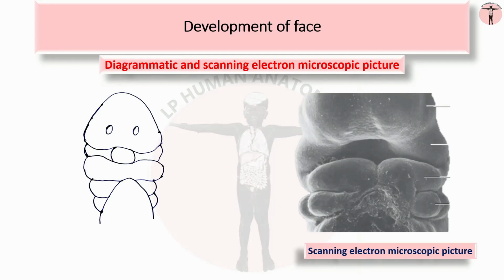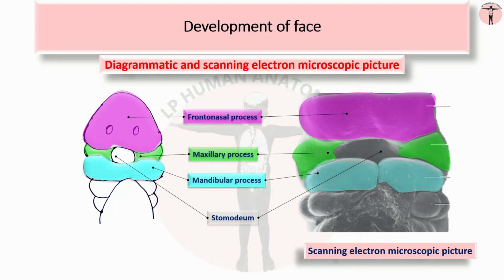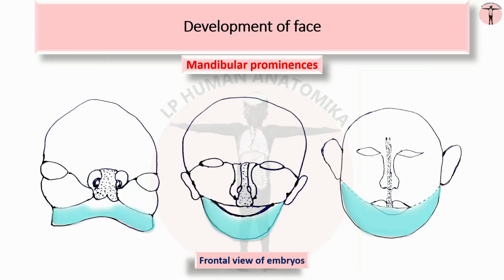In this slide, you can observe the scanning electron microscopic picture showing the stomodium developing into the oral cavity and its surrounding structures, frontonasal process cranially, maxillary processes laterally, and mandibular processes caudally. The medial ends of the mandibular prominences grow and merge. Here you can observe in the diagrams how the mandibular processes are merged and form the lower lip and the lower jaw. The lower lip and lower jaw are the first parts of the face to develop.